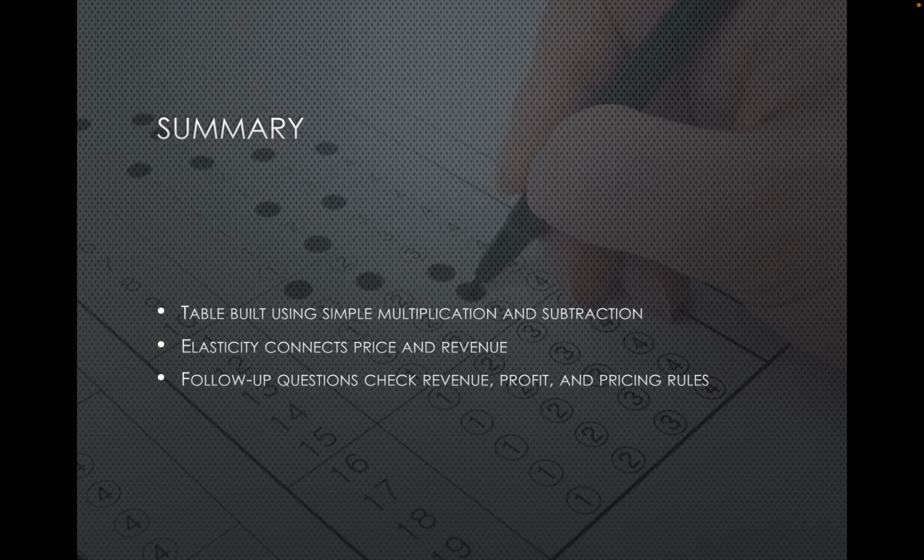And in summary, the table comes directly from multiplying, subtracting, and comparing all these changes. The follow-up questions confirm that revenue is maximized when demand is unit elastic. Profit is maximized where the elasticity rule matches marginal cost. The market looks like a monopoly setting.